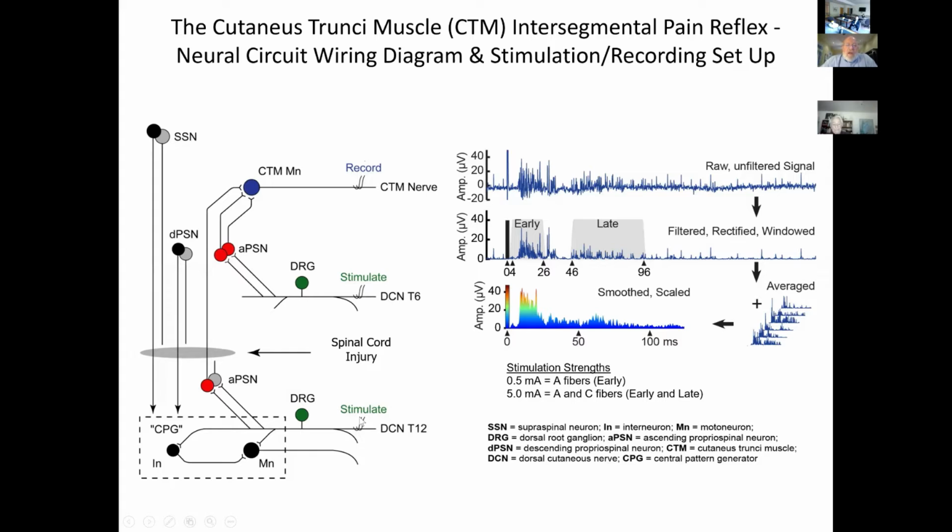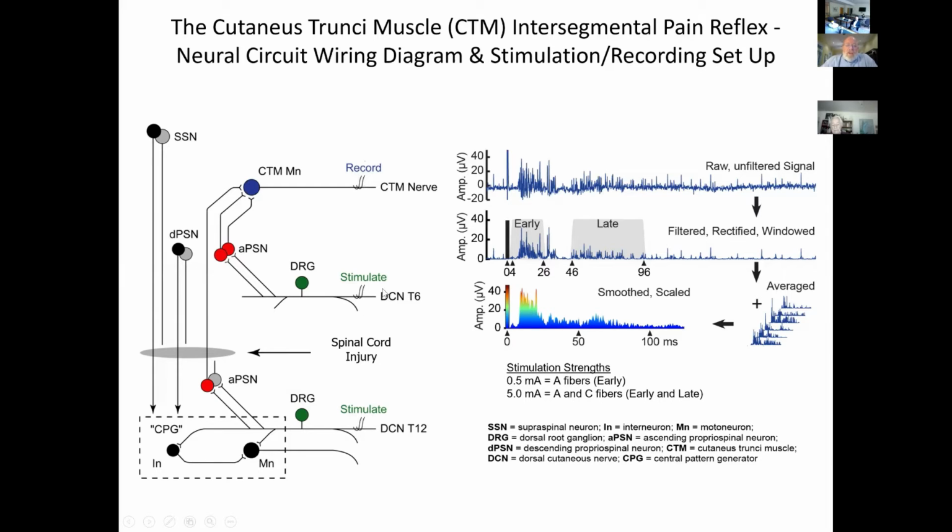If you stimulate at 0.5 milliamps and activate only A fibers, you get this early component of the reflex. And if you stimulate at 5 milliamps and activate both A and C fibers, you get both this early and this late part of the reflex. And of course, we can quantify the size of this reflex. So we have quantifiable physiology, and we can control how strong we stimulate and which afferent populations we activate, and record the effect of that.